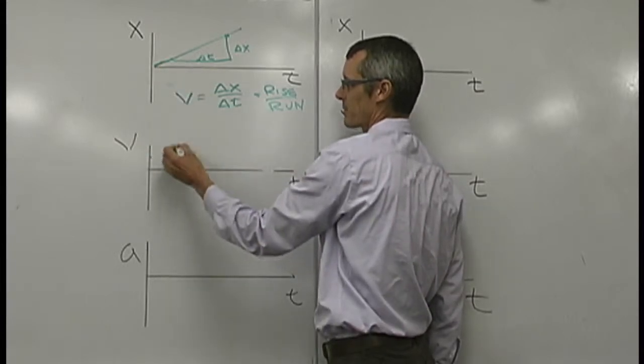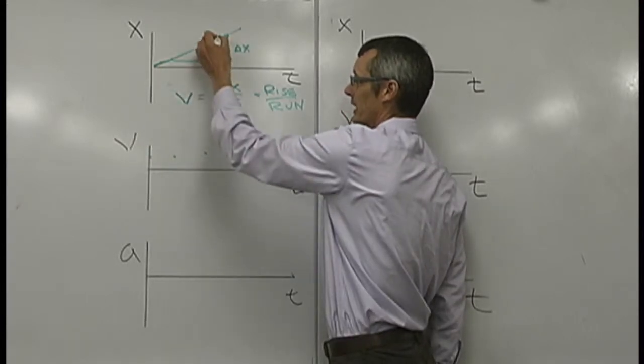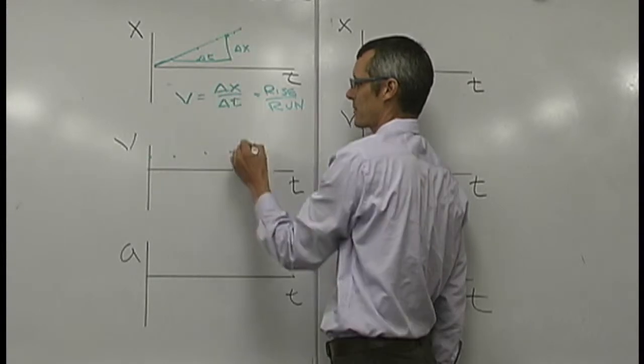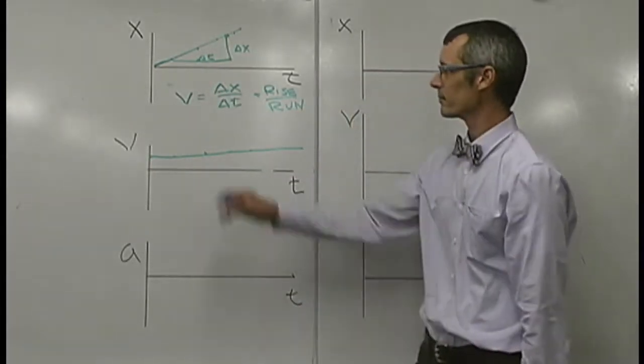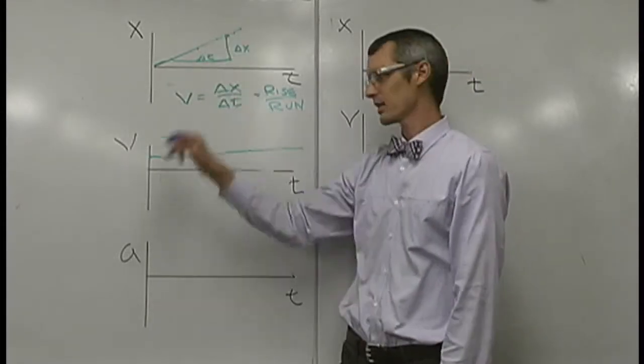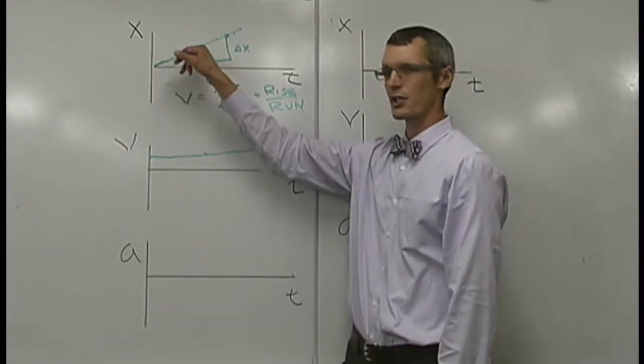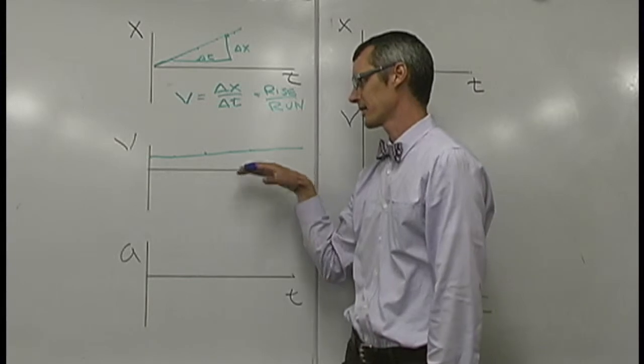At this point it is the same slope, and at this point, and here, and here again. In other words, I have a constant velocity. Constantly increasing displacement, constant velocity. So I've taken the slope here and graphed it here.